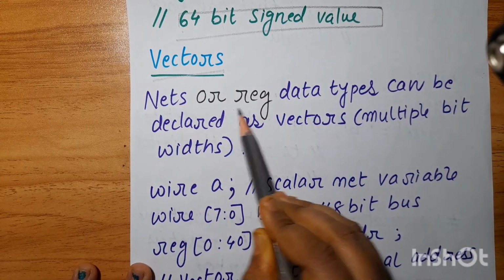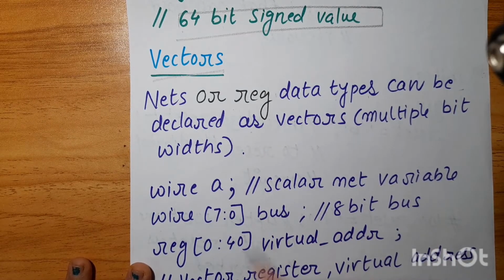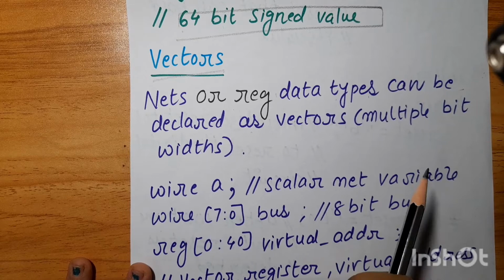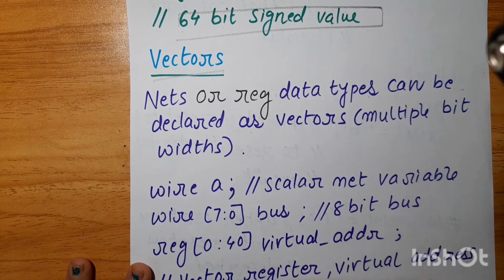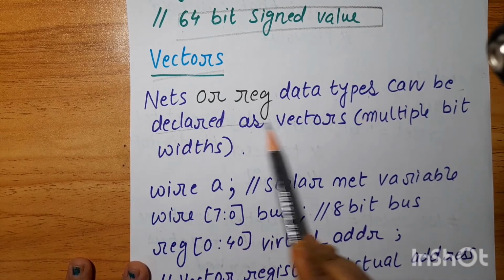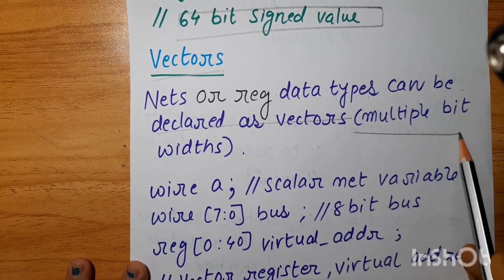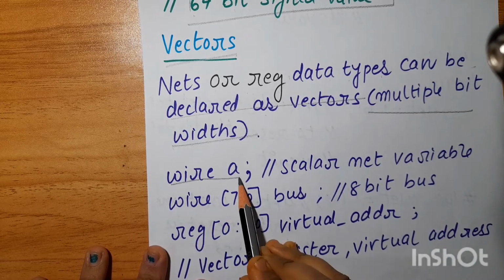Now vectors. Nets or register data type can be declared as vector. So we spoke about the register and we spoke about the net. Both can be used as single bit, but when we make it multi-bit, that time they become vectors. Net or reg data type can be declared as vectors. That means they will have multi-bit widths.